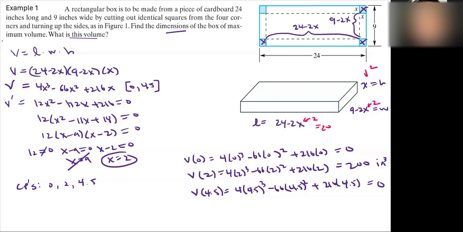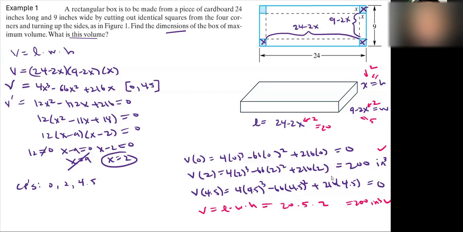For this one here, 2 times 2 is 4, so 9 minus 4 gives us 5. So this here is 5. And of course, this here is going to give us 2, because x is equal to 2. If we multiply length times width times height, we get 20 times 5 times 2, which also gives us 200 cubic inches. So the work that we did works out correctly.